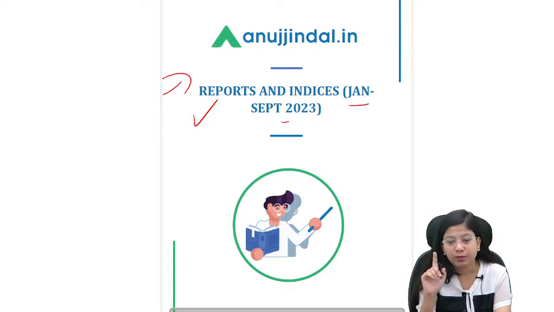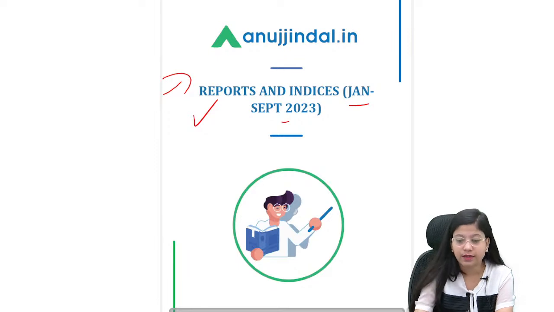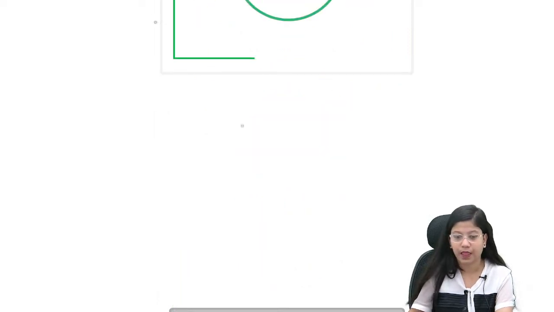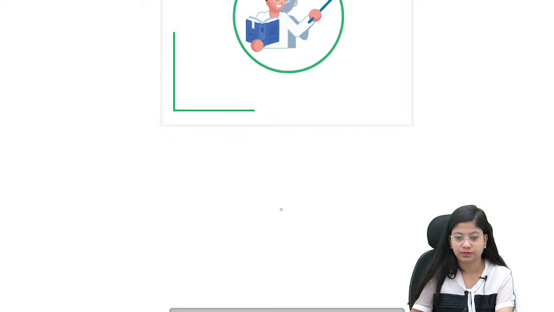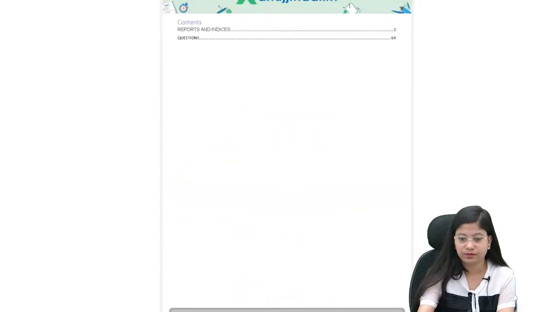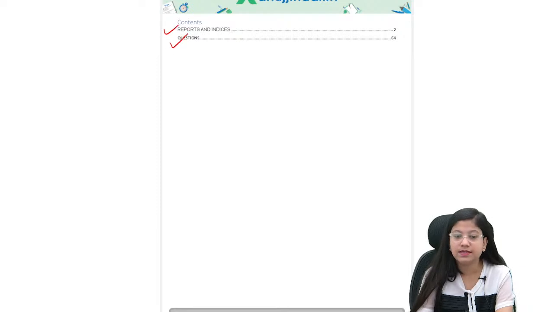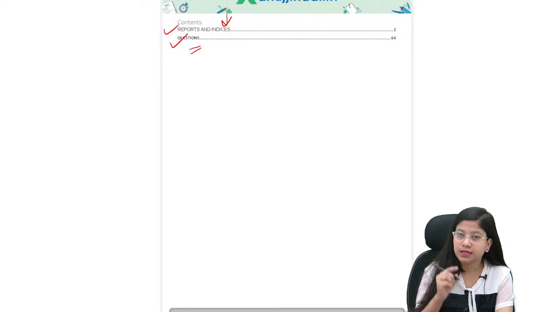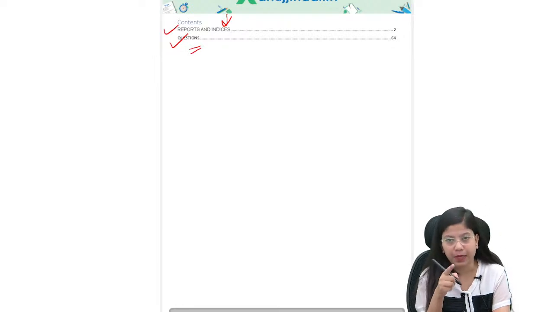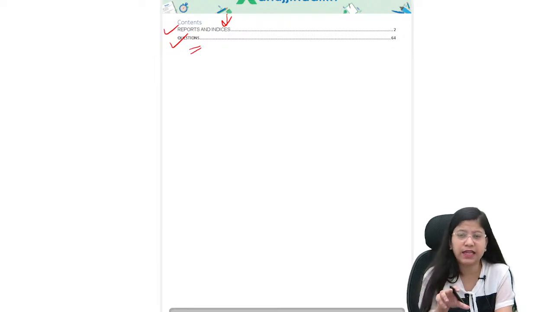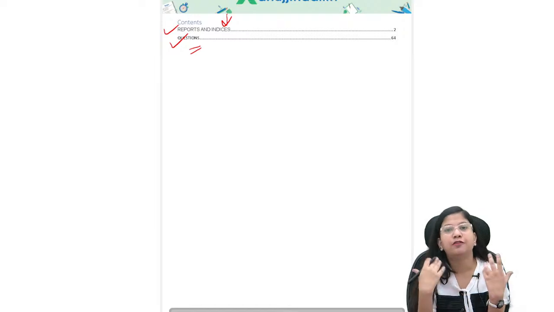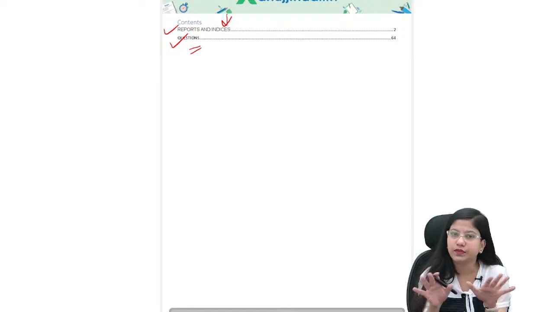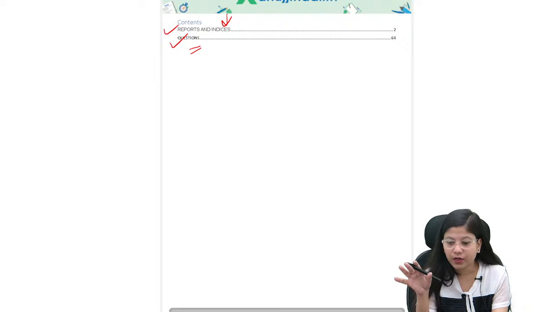One more thing, this document contains your first section of reports and indices, and the next section of questions. I will teach you the reports. Questions is up to you. You are going to practice the questions at the end of this PDF once I have provided you with all the details of the reports and indices.